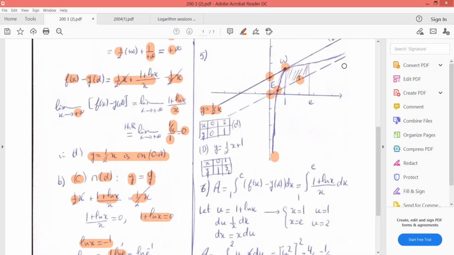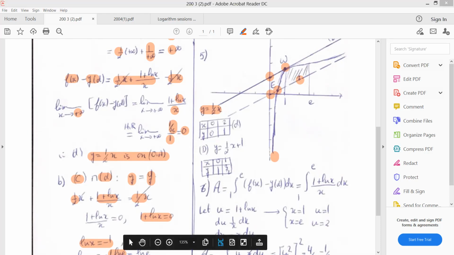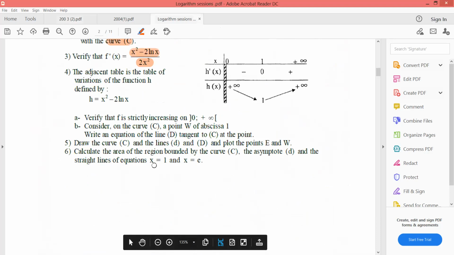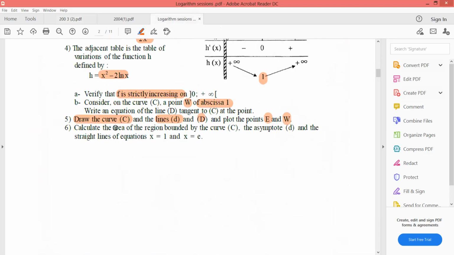Any questions about the drawing? Okay, the last part. Calculate the area of the region bounded by the curve C, the asymptote d, and the lines of equation x equal 1 and x equal e.